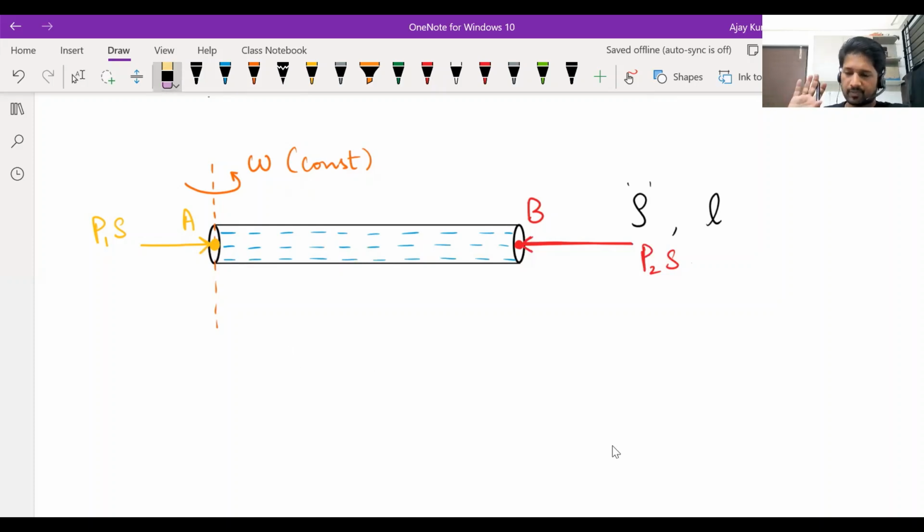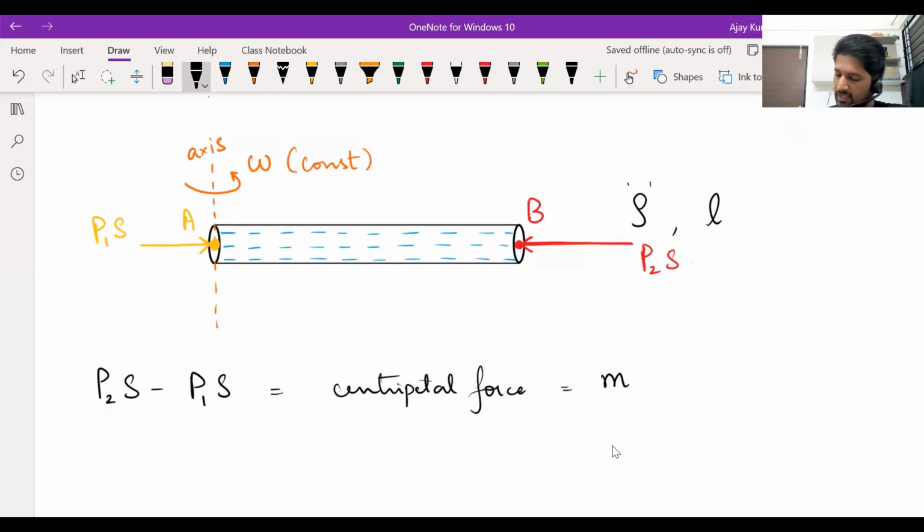Now, you know how the liquid is rotating. The center or the axis of rotation is this. Fine. If anything is rotating about an axis, there must be a net force directed towards the axis, the centripetal force. Therefore, the equation you're going to write is net force towards the axis, that is P2S minus P1S. That's the net force towards the axis, equal to the centripetal force.